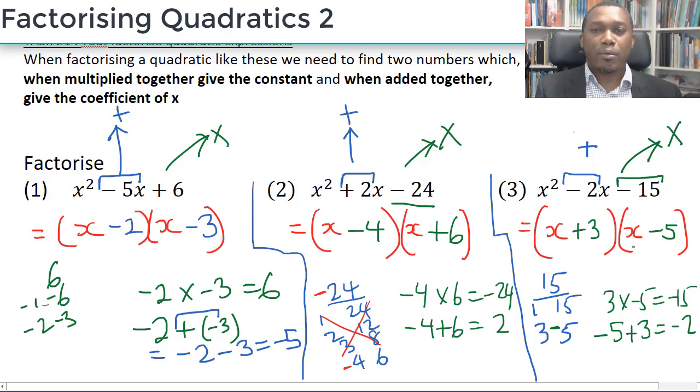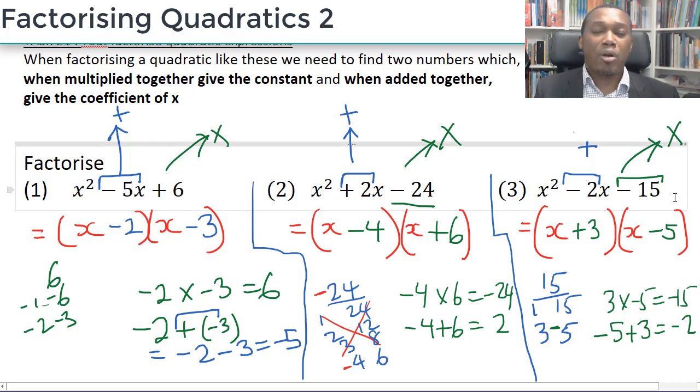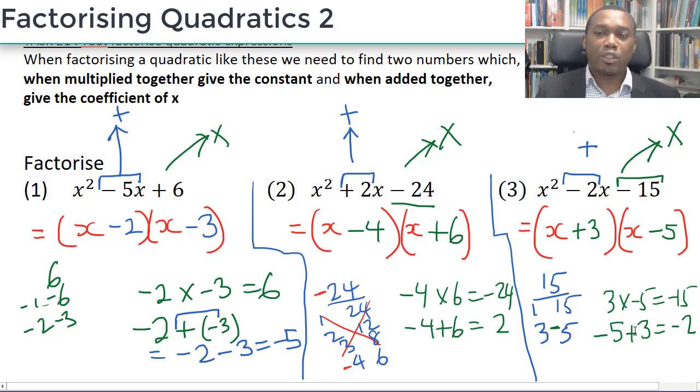We've just gone through how we modify this idea of what two numbers multiply to get the constant and add together to get the coefficient of x. And we've explored the idea when the signs are not all positive. Okay, and you've got some strategies there. If you need to go over that to see how I did it, what strategies were used, feel free to do so. That's the power of video.